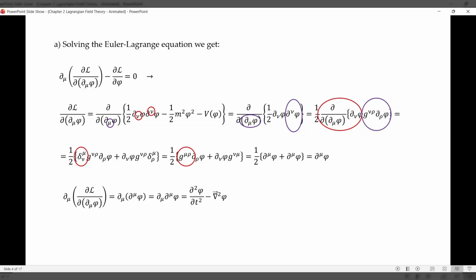And applying the derivative again, partial sub nu of partial super mu, we get this expression here: the second derivative of phi with respect to time minus the Laplacian. This part is the wave equation for a free scalar field, the foundation of field dynamics. Pause the video here if you want to copy the details.